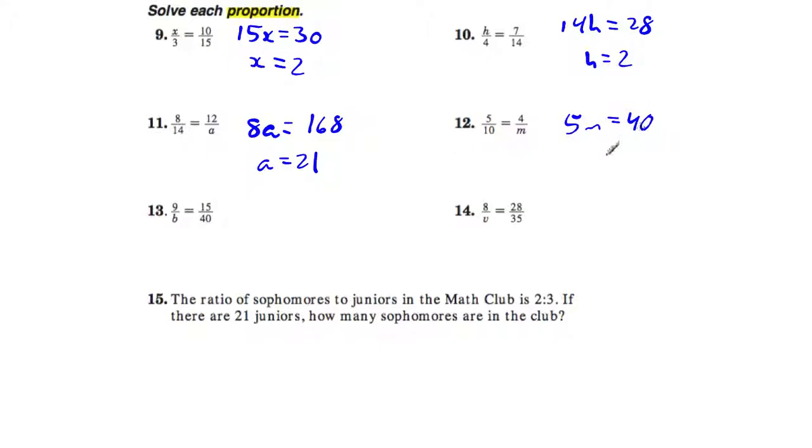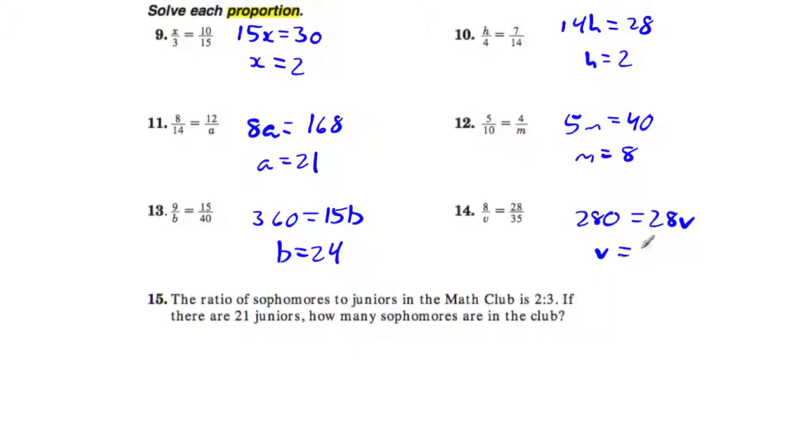5m is equal to 40, so m is equal to 8. Down here we get 360 is equal to 15b. So 360 divided by 15 makes b equal to 24. 8 times 35 is going to be 280, and that's equal to 28v. Divide both sides by 28, and we get that v is equal to 10. So some simple questions there.